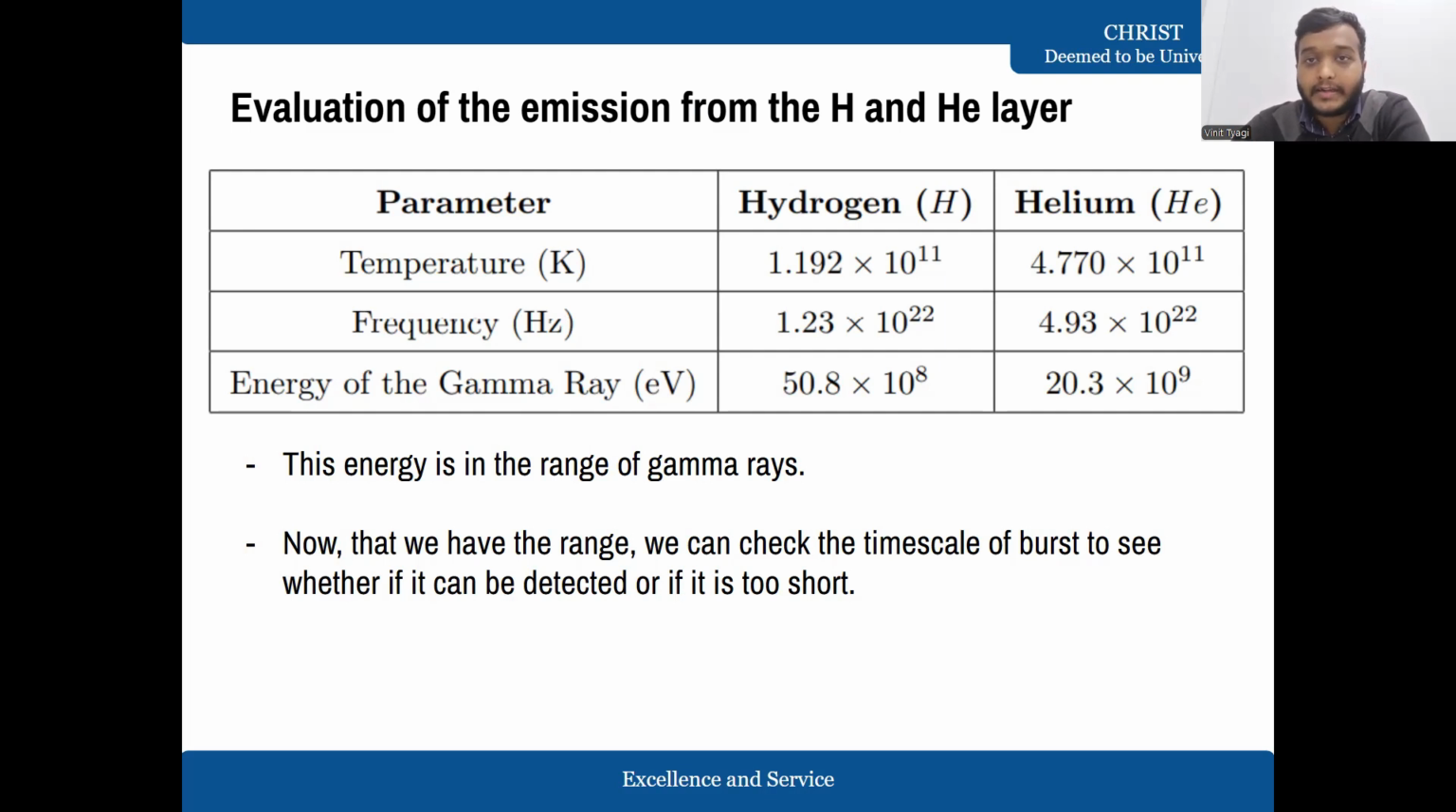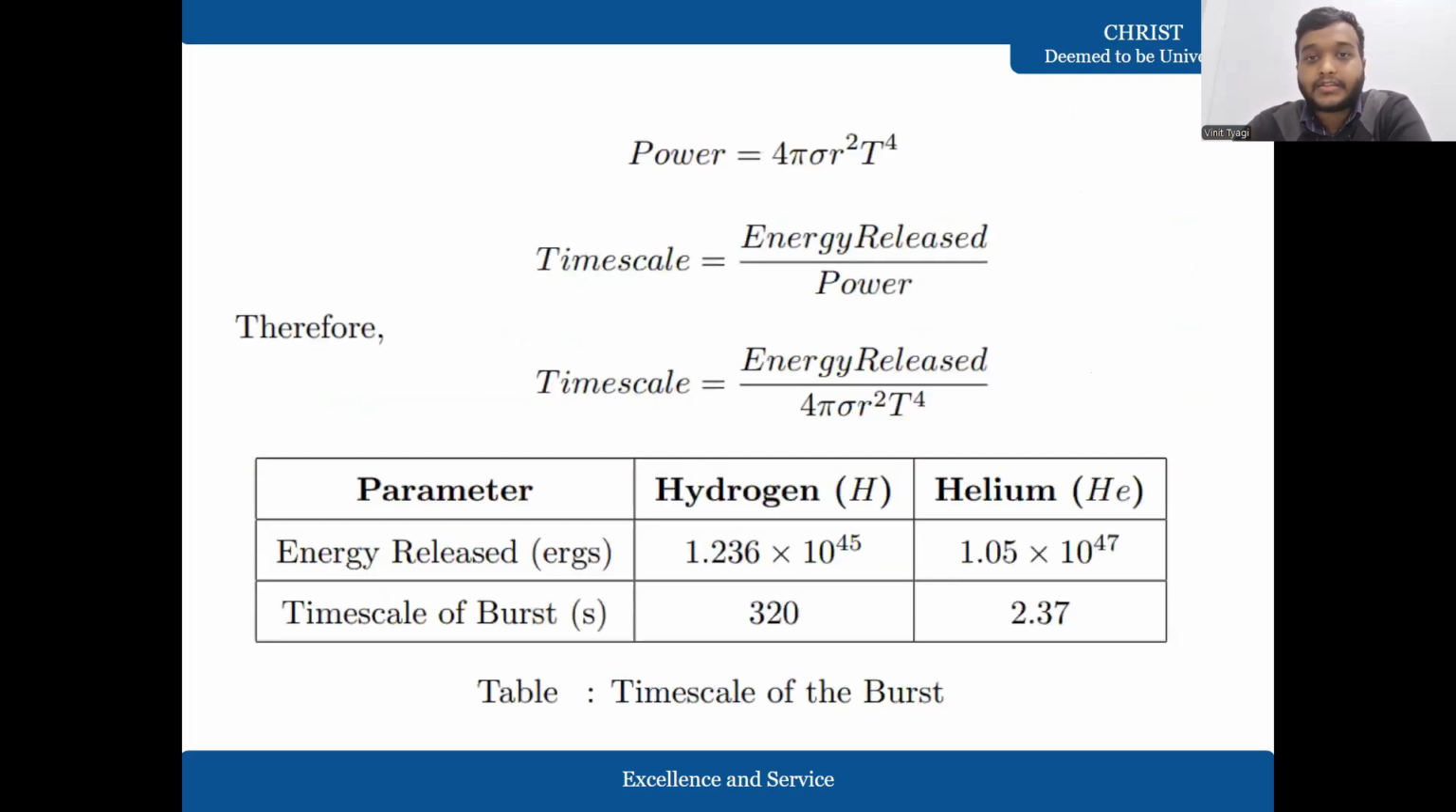But in order to detect this, we also have to know that this burst which is coming should be detectable. So we have to find the time scale of it, which is found by energy released divided by the power. We found the time scale of the burst for our object, which is for a 10 GeV dark matter particle, to be 320 seconds and 2 seconds, which is detectable.